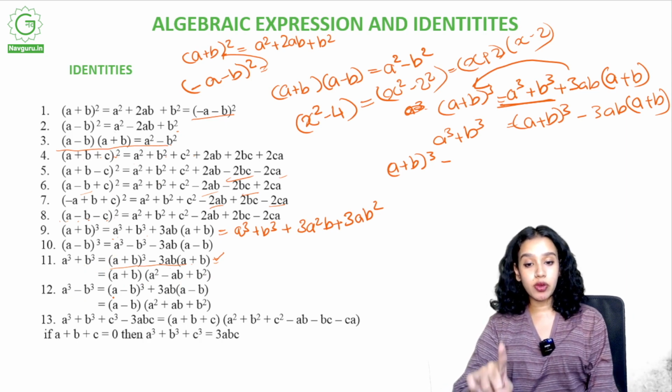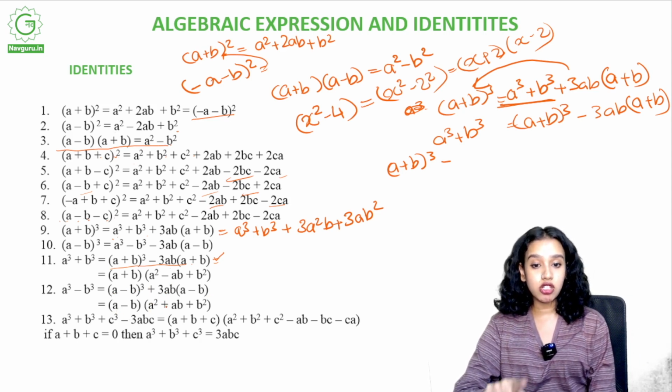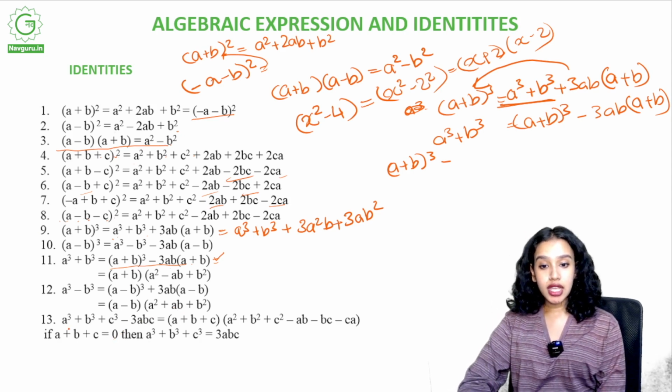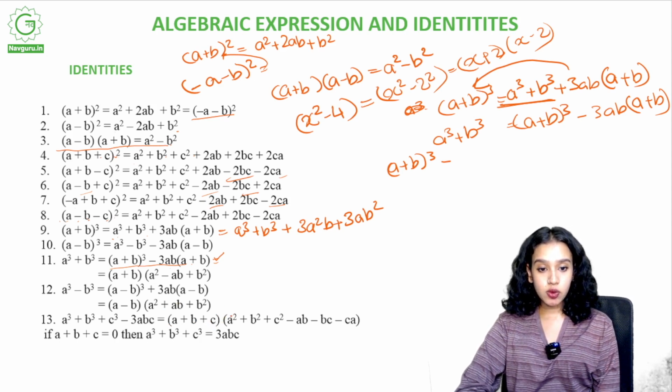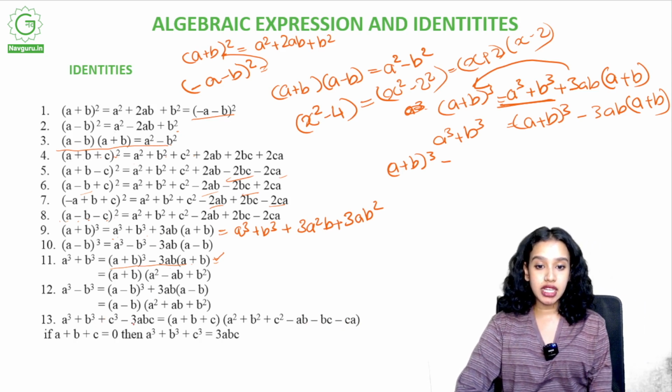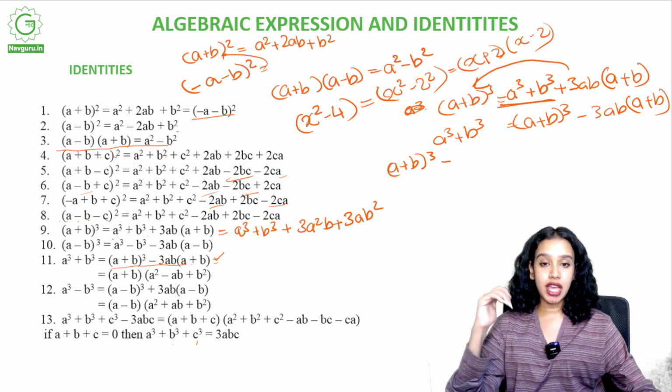Same goes with a cube minus b cube, where we get a minus b the whole cube plus 3ab into a minus b. It would also be equal to a minus b into a square plus ab plus b square. Now a cube plus b cube plus c cube minus 3abc would be equal to a plus b plus c into a square plus b square plus c square minus ab minus bc minus ca. What happened here? I'm taking a and b and c, right? So if I take a from here, we have a square minus ab minus bc and minus ca. If a plus b plus c is equal to 0, then a cube plus b cube plus c cube is equal to 3abc. These are some very important identities which we have to use when we're solving problems.